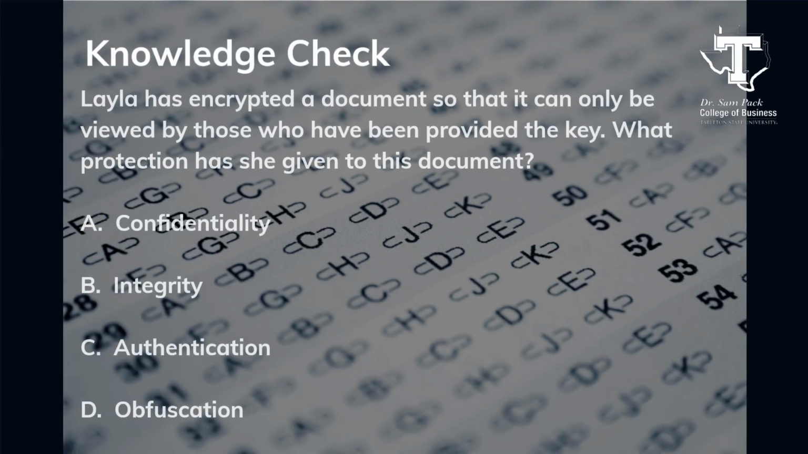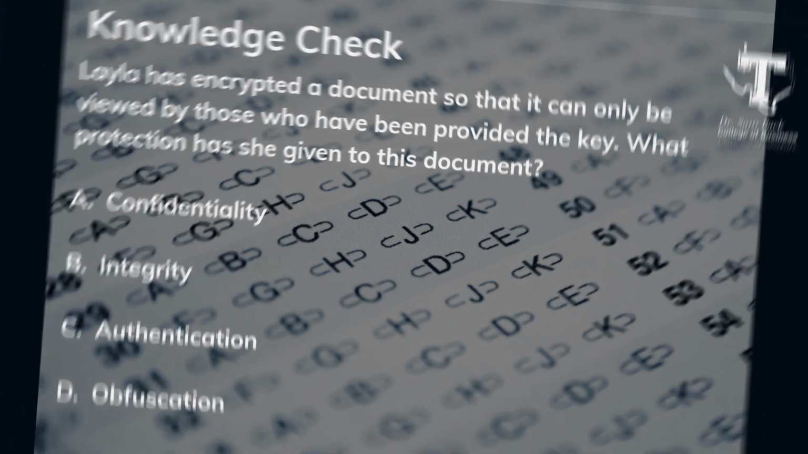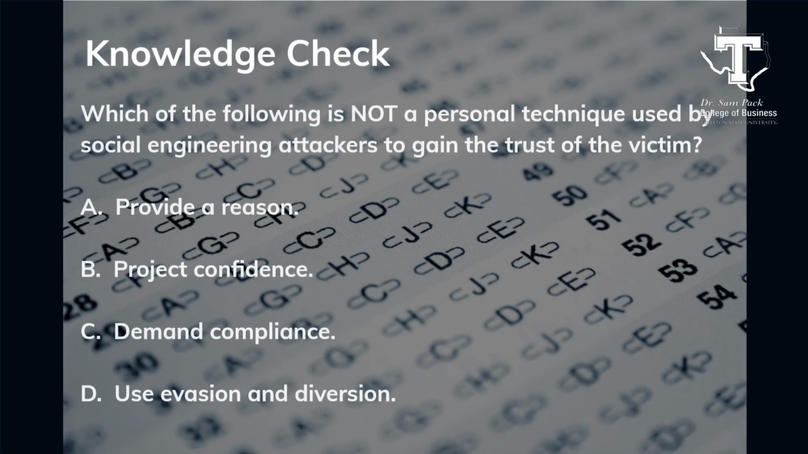Knowledge check. Layla has encrypted a document so that it can only be viewed by those who have been provided the key. What protection has she given to this document? A. Confidentiality. B. Integrity. C. Authentication. D. Obfuscation. The correct answer is A, confidentiality. By encrypting the document, Layla ensures that only authorized individuals with the key can access and view its contents, keeping the information private and confidential.